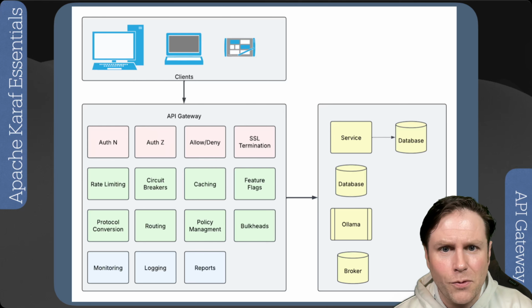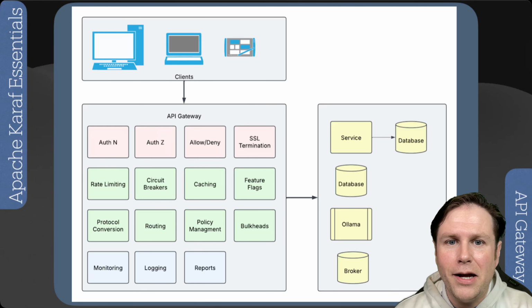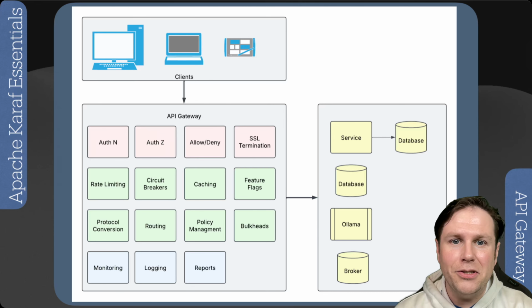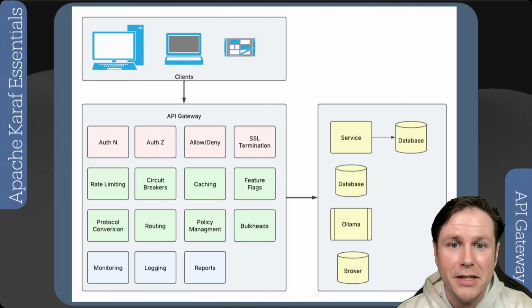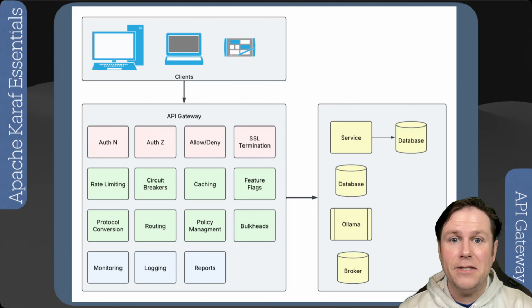Policy management, of course. Anything that you have to do as an enterprise, saying these are routes and services that you're allowed to use, all of that can be implemented here. And then the final one I have listed here is bulkheads. Again, another one of these patterns that we want for resilient systems.